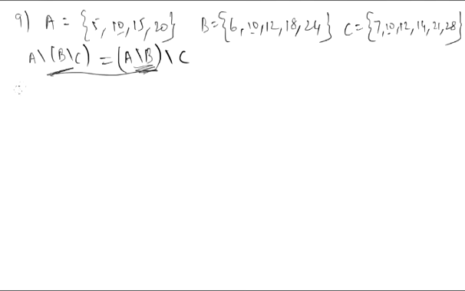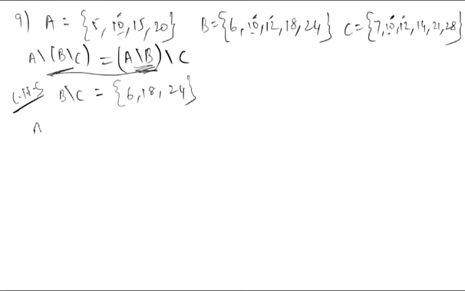Okay. Let's see. LHS. B set difference C. Only 10 you can strike off, right? 15, 20 you cannot strike off. Oh, sorry, this is B set difference C, right? So 10 you strike off, here you need to compare these two. 10 you strike off, 12 you strike off, 18 you don't strike off, 24 you don't strike off. So B set difference C will be 6, 18, 24.